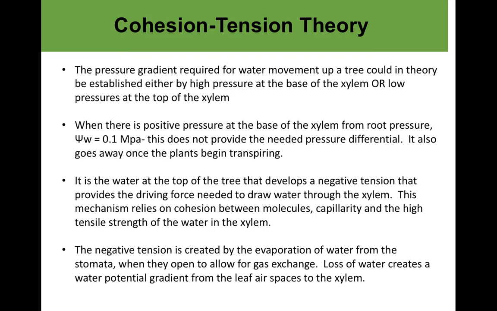This pressure is also alleviated once the stomata open and water begins to evaporate. So the way that water moves from the base of the tree to the top of the tree is because of the very, very high negative tension force that develops in the leaves. And this is going to provide the driving force needed to move water from a higher water potential in the roots at the base of the xylem to a lower negative potential, and that is at the tops of the trees.